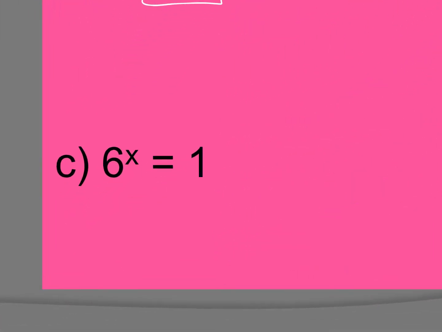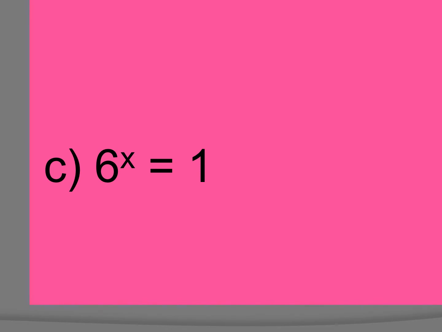All right, let's look at C. 6 to the power of x is equal to 1. What can I do? How can I make these have the same base? Well, on the last page, I said, what exponent makes my number 1? The exponent of 0. So I could change 1 to be 6 to the power of 0, because 6 to the power of 0 is 1. And then what do I do once my bases are the same? Cancel them out. So I could say x is equal to 0.